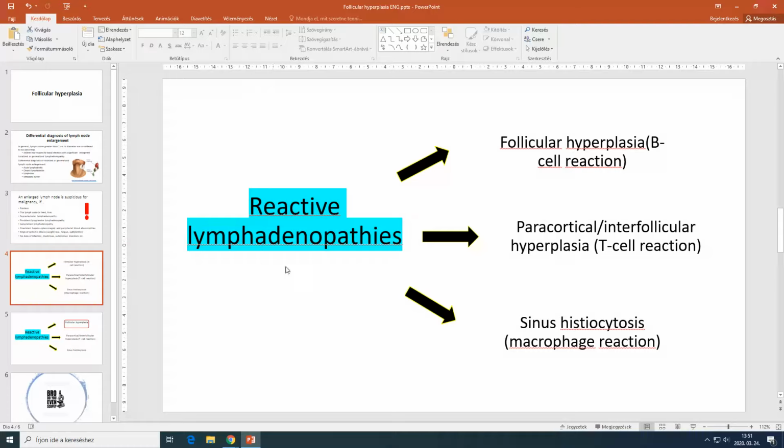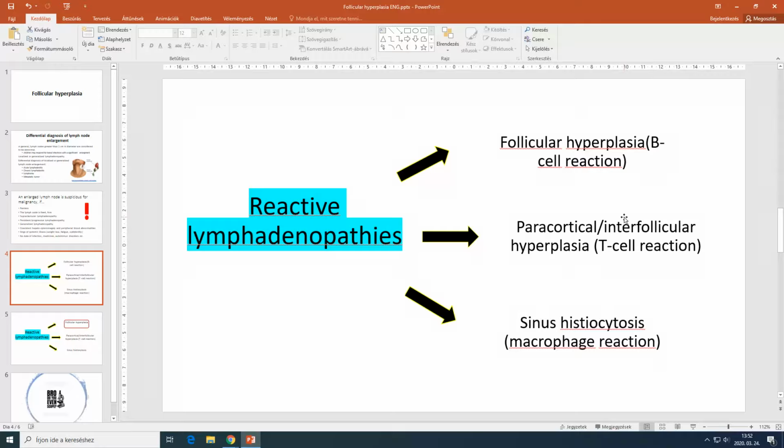We can group reactive lymphadenopathies into three major categories according to their predominant architectural histological pattern. These are follicular hyperplasia, paracortical or interfollicular hyperplasia, and sinus histiocytosis. Follicular hyperplasia is a B-cell reaction in response to bacterial infections, HIV infection, or rheumatoid arthritis.